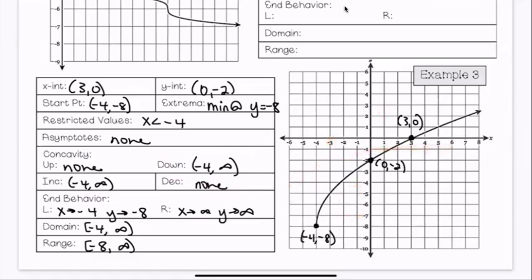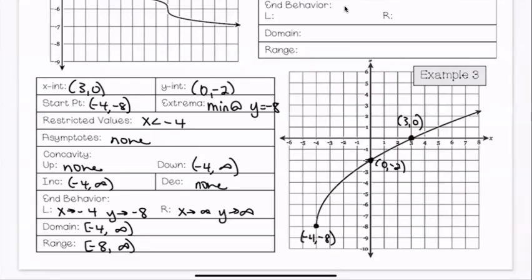And it's going to be concave down the entire time. It goes like this. It never flips back up again. That means it's going to be along the entire domain of -4 to infinity. And the reason that always has parentheses is because everything except for domain is going to have parentheses.